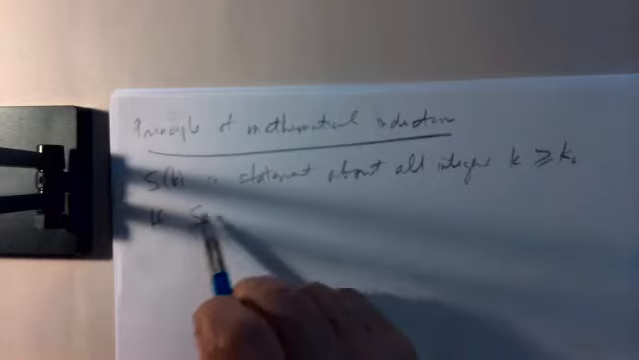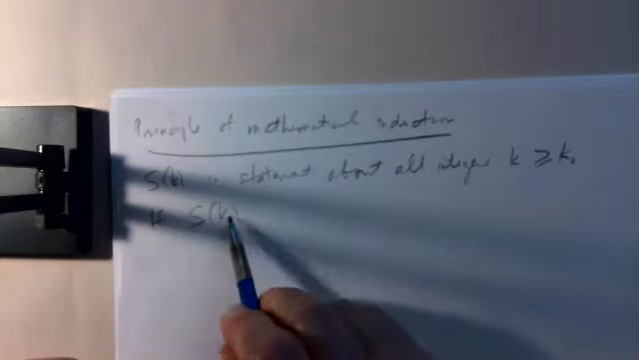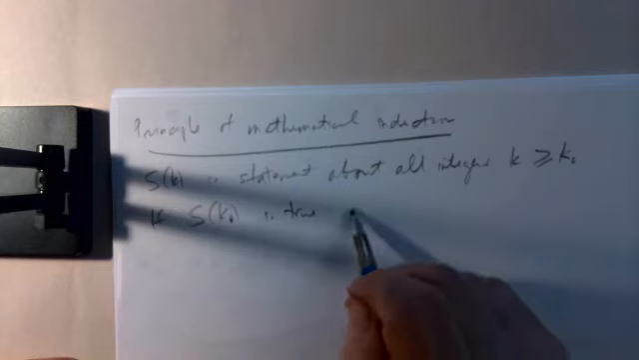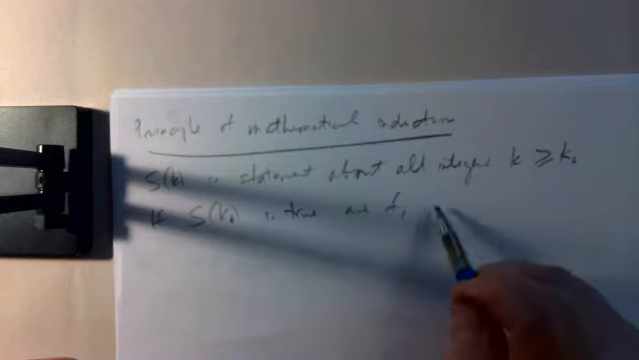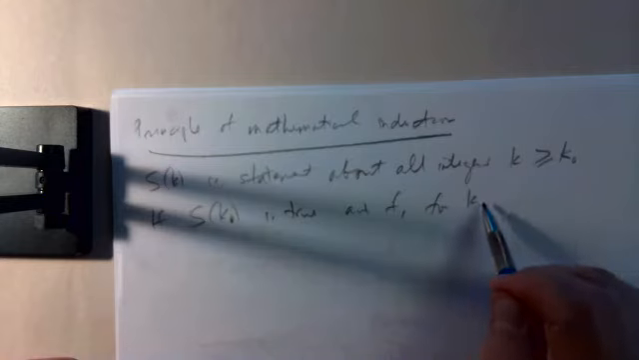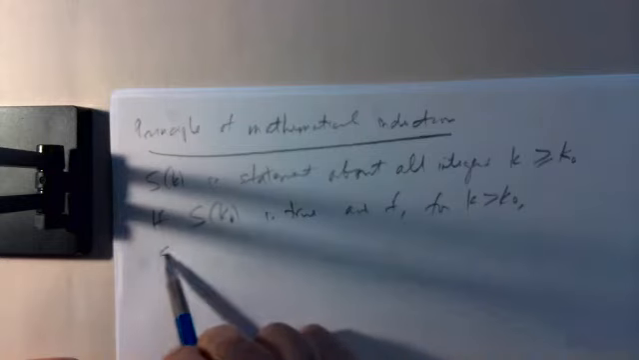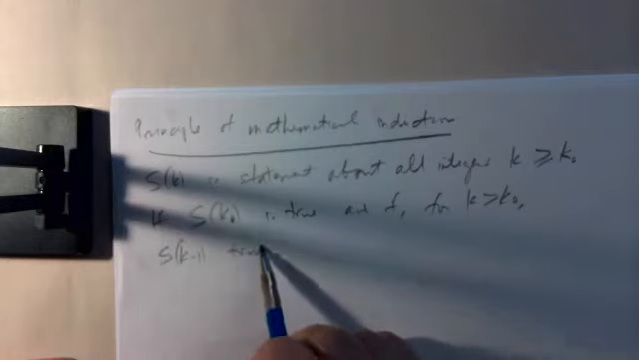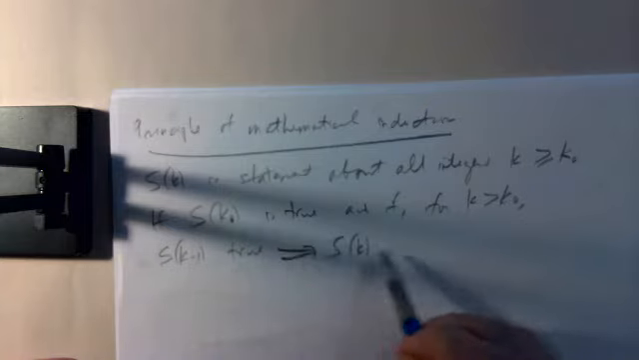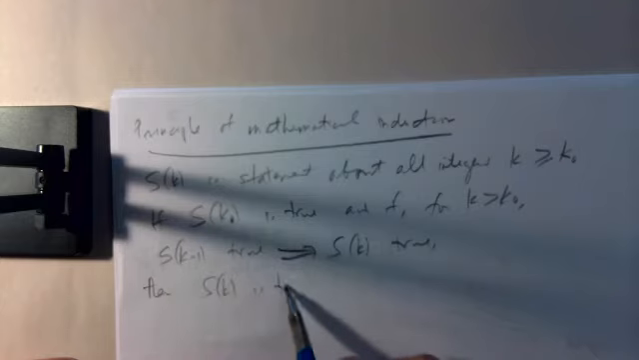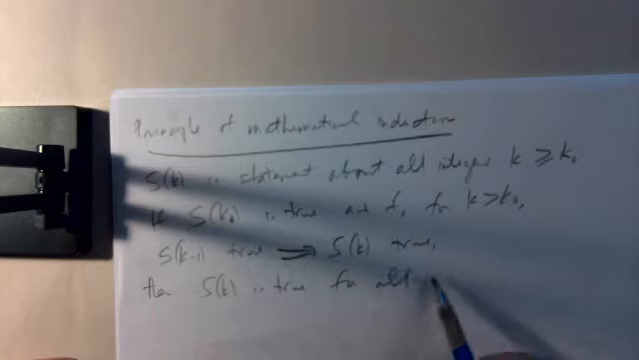The statement can be true or false for a given integer, but if S of k naught is true, and if for any k greater than k naught, S of k minus one true implies that S of k is true, then S of k is true for all k greater than or equal to k naught.